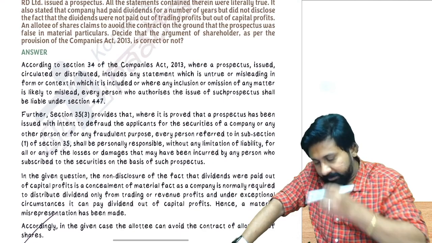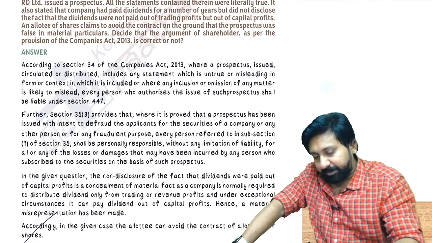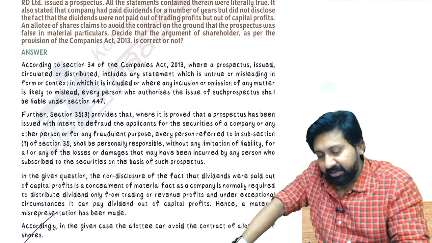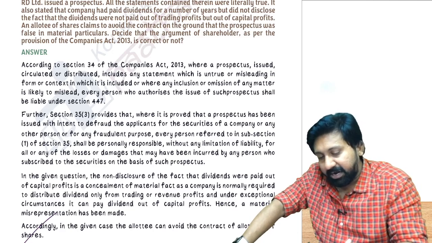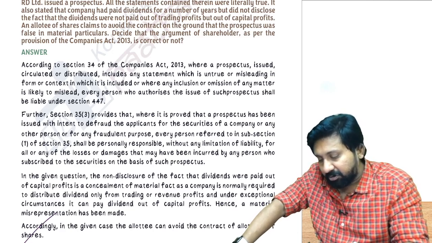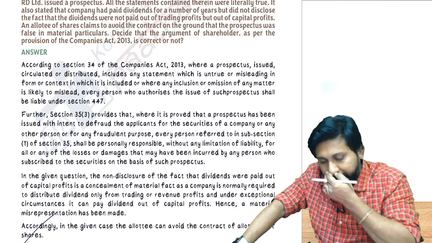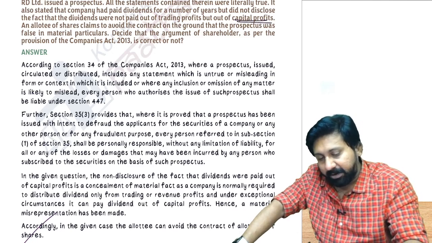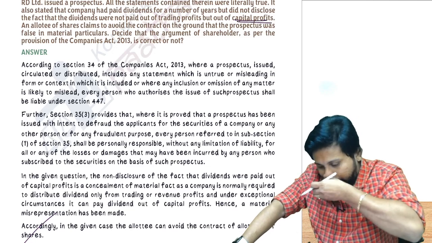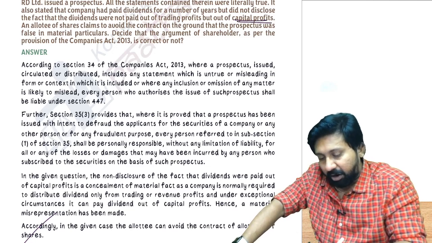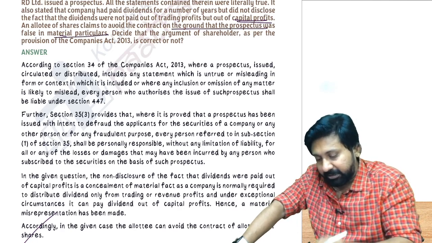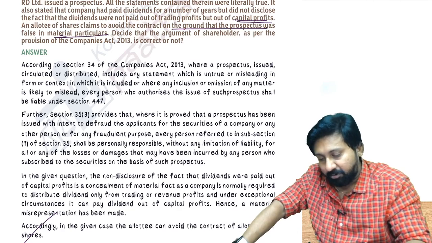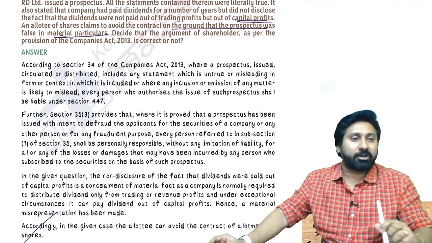Okay, next. RD Limited issued a prospectus. All the statements contained therein were literally true. It also stated that the company had paid dividends for a number of years, but did not disclose the fact that the dividends were not paid out of trading profits but out of capital profits, which is not correct. An allottee of the shares claims to avoid the contract on the ground that the prospectus was false in material particulars. Decide whether the argument of the shareholder as per the provisions of the Companies Act is correct or not.